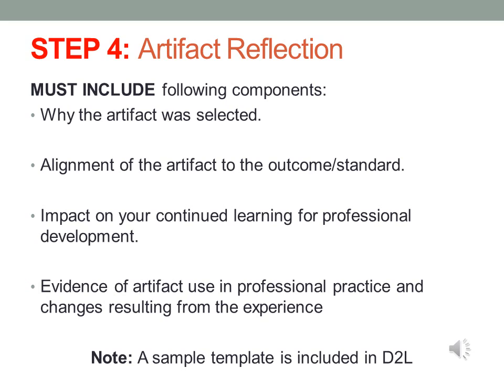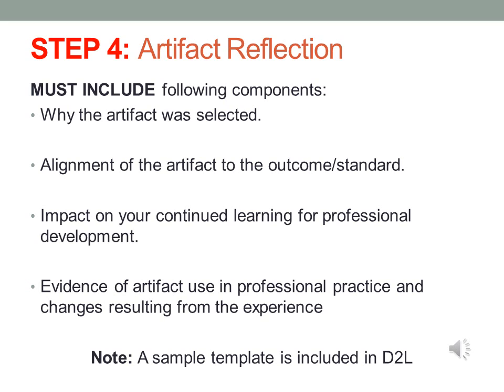Every artifact needs a reflection. Hence, you will have 6 reflections. Each reflection should address the following points: why the artifact was selected, alignment of the artifact to the outcome, impact on your continued learning for professional development, evidence of artifact use in professional practice, and changes resulting from the experience. There is a sample template document available in D2L. You can download it and use it to complete your reflections.